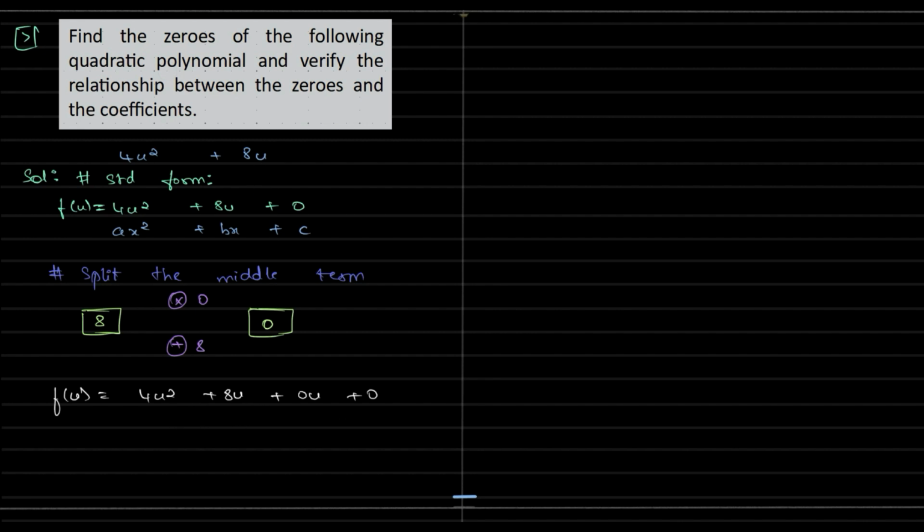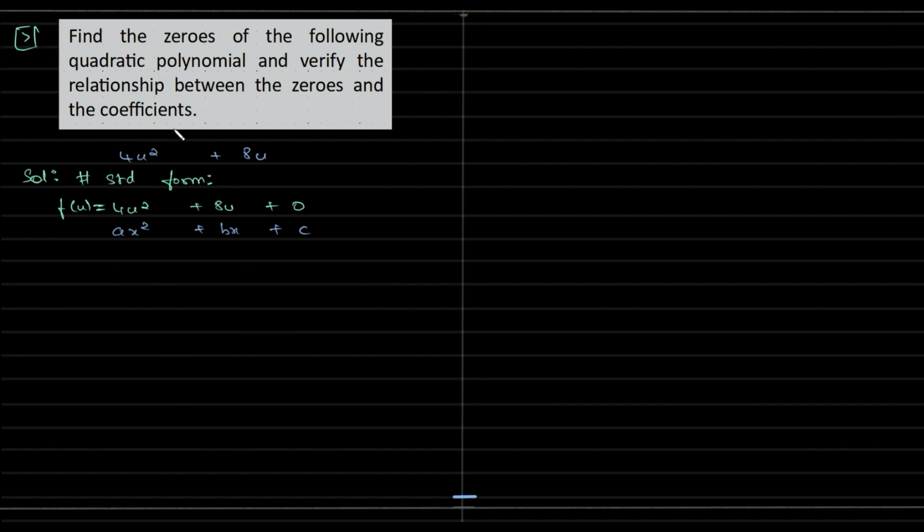So the thing is, whenever you get two terms, you need not split the middle term. See, the question is clear that you have to find the zeros. You can use any method. Splitting the middle term is just a method. It's not that you have to do it. Whenever you get two terms, do write in the standard form. It helps in verification. But you need not split the middle term. You can directly find the zeros. So how do you do that? Let me show that to you.